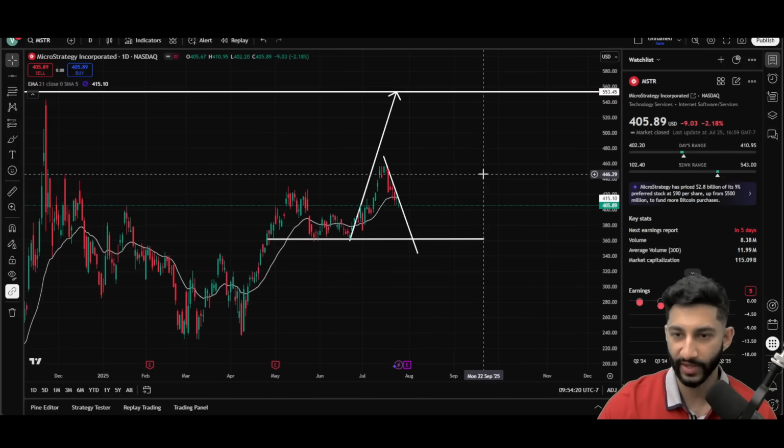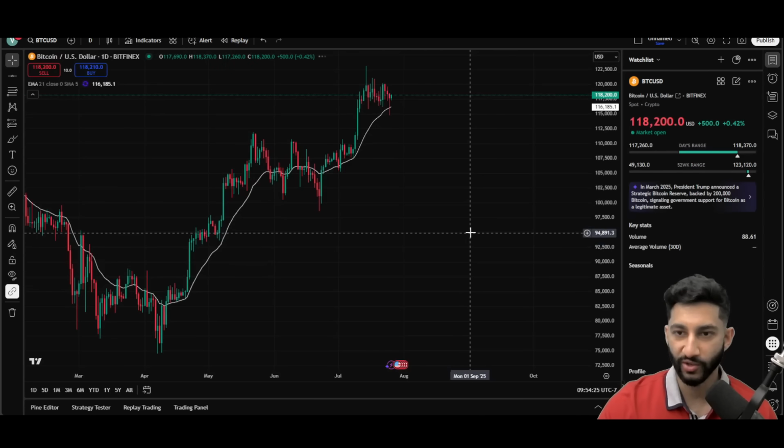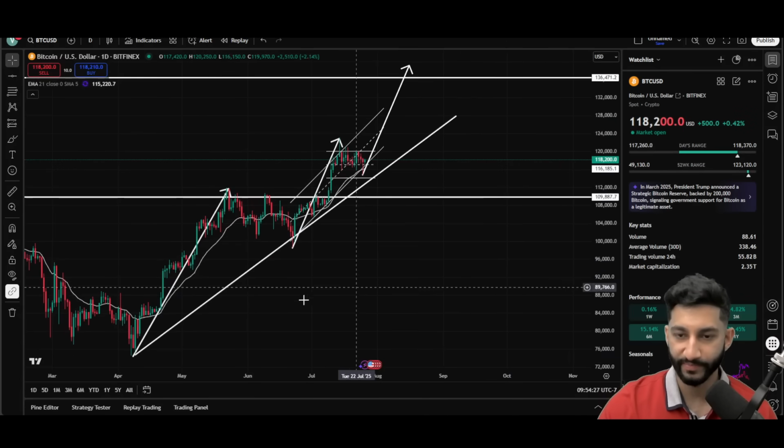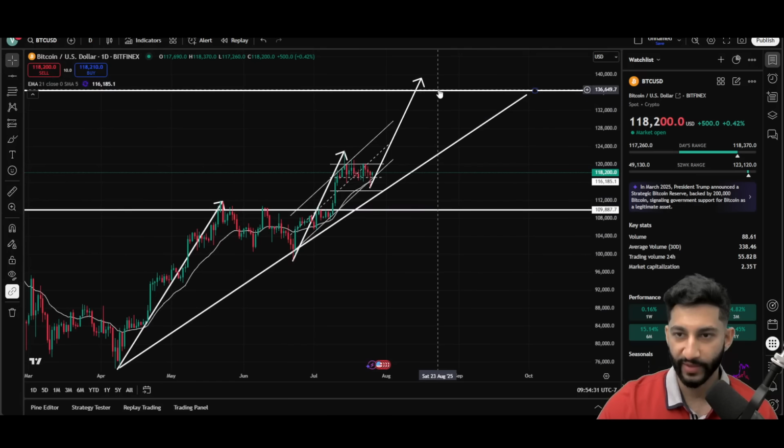So let's take a look at Bitcoin's chart and see what that is doing. Bitcoin's chart is looking pretty good. Right now, we have this nice long-term trend line in play here, and then we have a measured move target at 136 and 139.